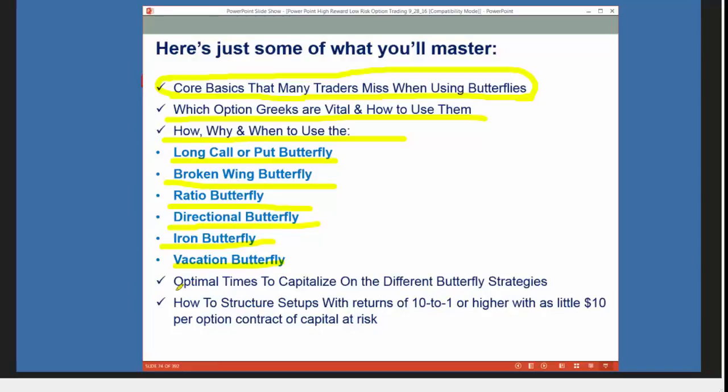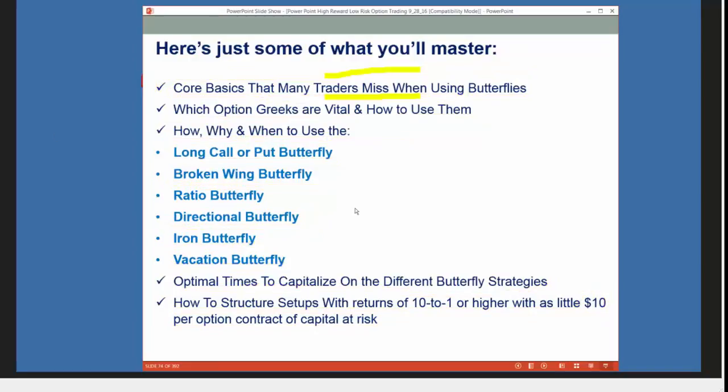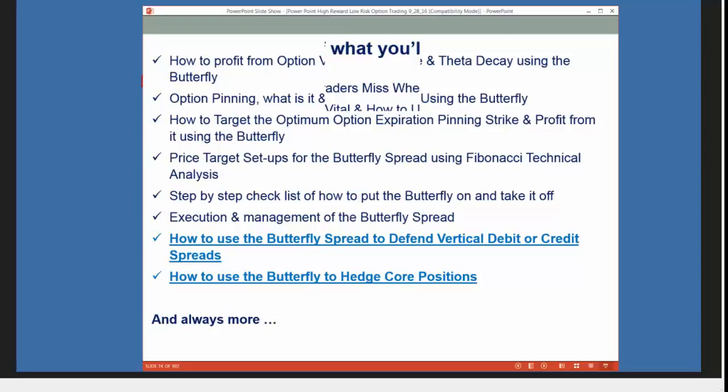Then you'll also learn the optimal times to capitalize on the different butterfly strategies, and how to structure the setups so you can get these really high returns, 10 to 1, and sometimes you might even see as little capital as $10. On some of the ETFs, you can literally do it for as little as $10 on some of these balanced butterflies.